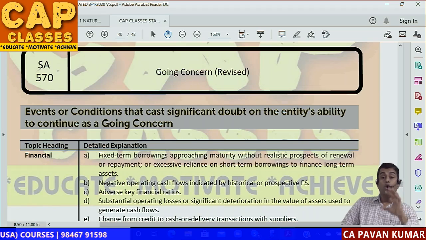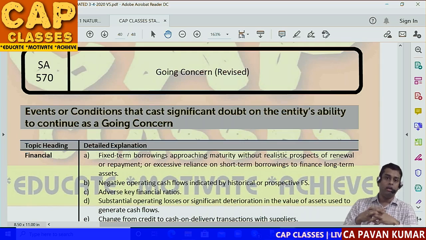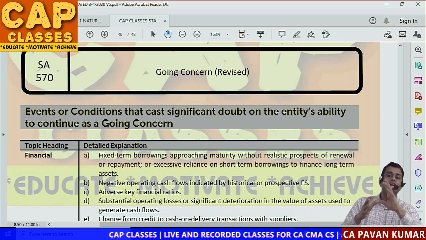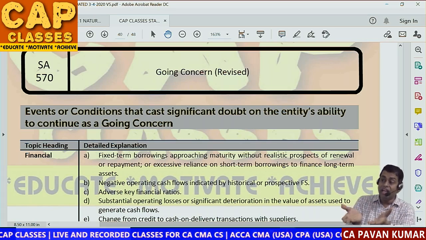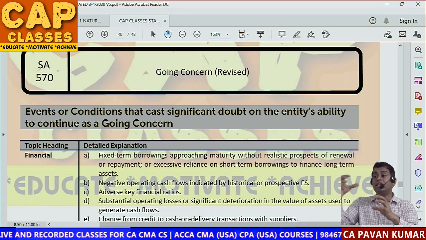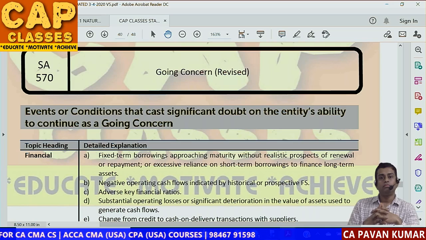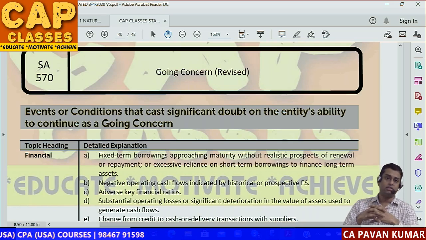Also, loans are nearing maturity, the banker is not willing to renew the loan, and the company has no money to repay. Debentures are nearing maturity, but the company has no cash to repay. In case of a bank, which has to follow Tier 1 and Tier 2 capital, it is unable to mobilize the required capital through equity to meet the capital adequacy ratio, like how Yes Bank is struggling. These are financial indicators.